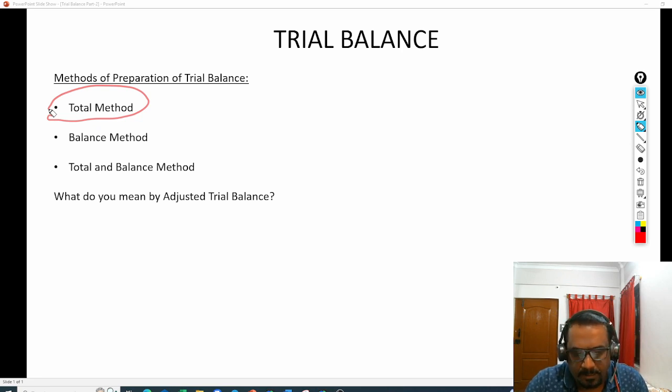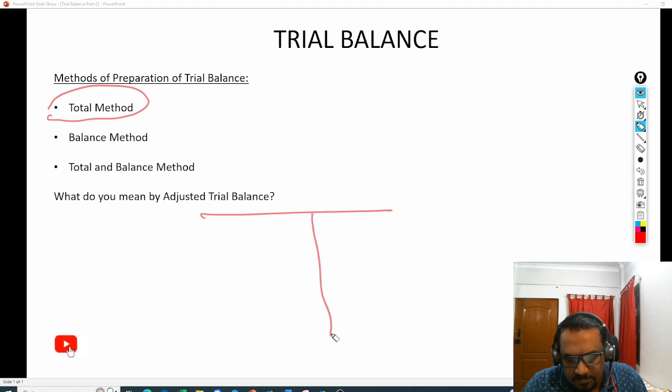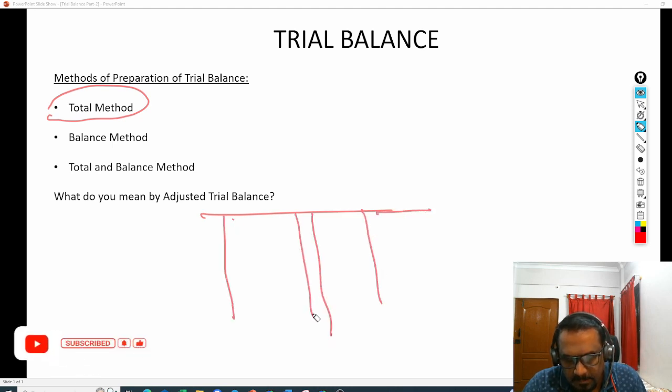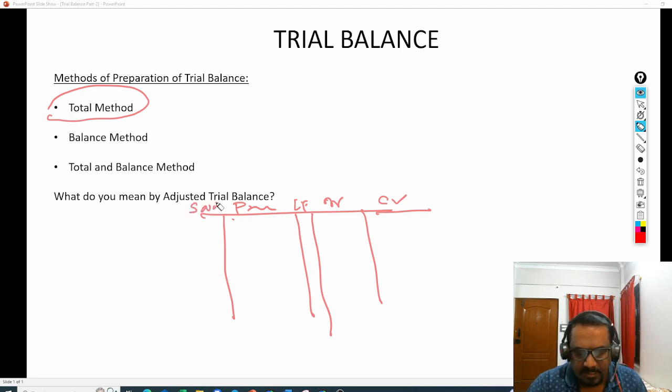See, it's very simple. Let us say this is the trial balance specimen we discussed. This is the LF number, this is debit, this is credit, this is particulars, and this is serial number. I just gave you an example. Then, how do we prepare this trial balance in total method?